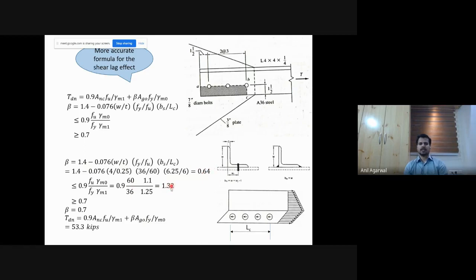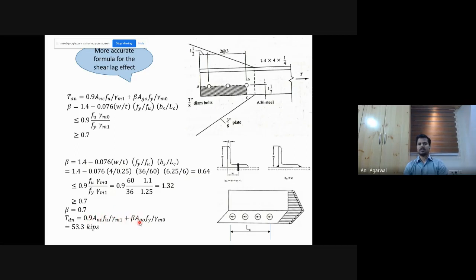Now, in addition to that, there are conditions that beta should not be more than this expression, which turns out to be 1.32, and should not be less than 0.7. So here my beta has turned out to be 0.64, but it cannot be less than 0.7. So I'm taking 0.7. So 0.9 times this we had calculated just now, explained.